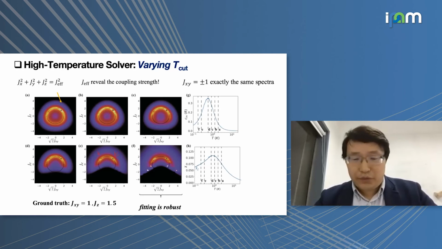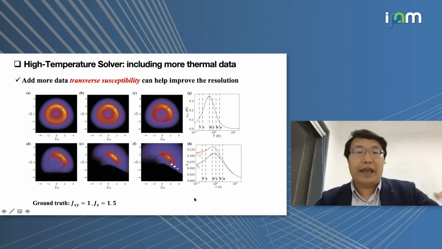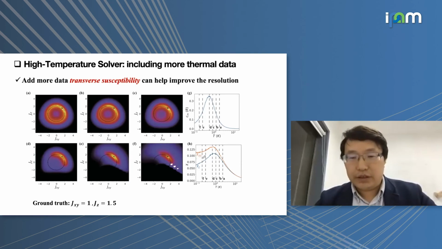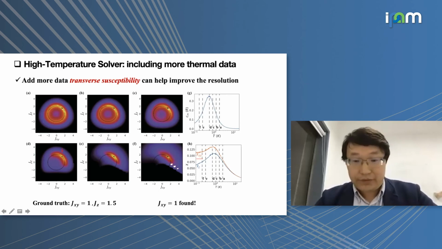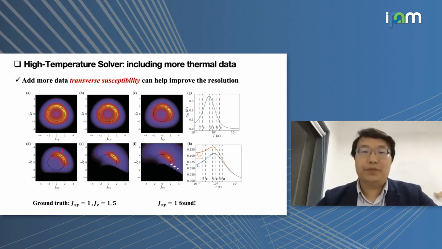If we would like to break this twofold degeneracy, we can add more data. If we add the transverse susceptibility, chi xy, as shown here, we remove this degeneracy. And we see now there's only one bright point, which is located right at the original parameter point. With this, we retrieve the true parameter, JXY equals 1.